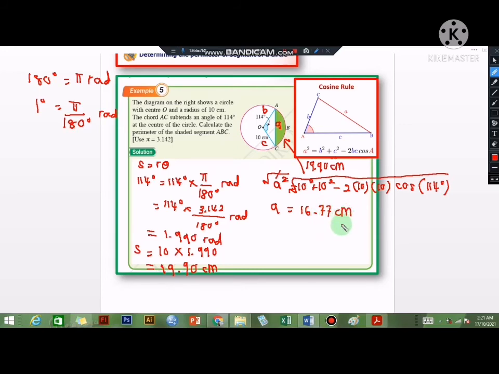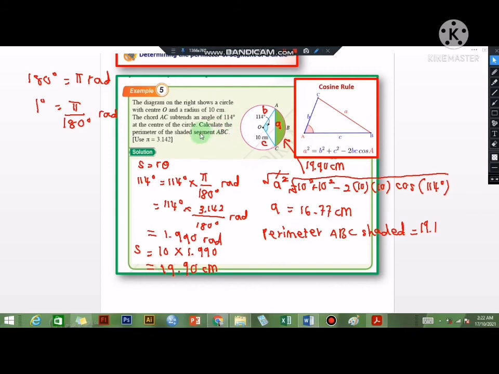After that, look at what the question asks you. The question asks you to calculate the perimeter of the shaded segment. The shaded segment, this part, is the length of arc ABC and the chord AC. So we know that the length of arc ABC is 19.90 centimeter. So the perimeter ABC shaded is equal to the length of arc ABC, which is 19.90 centimeter.